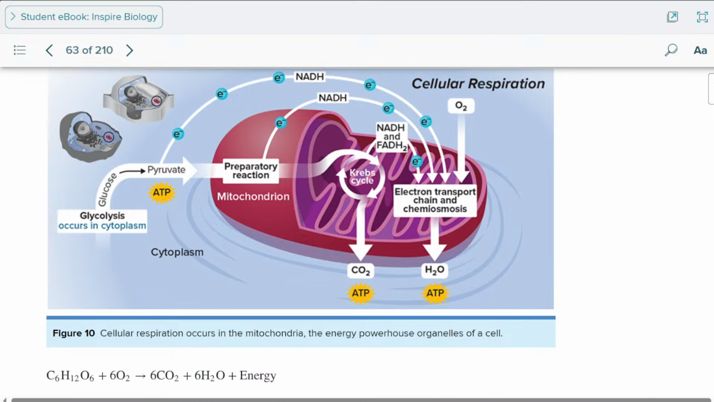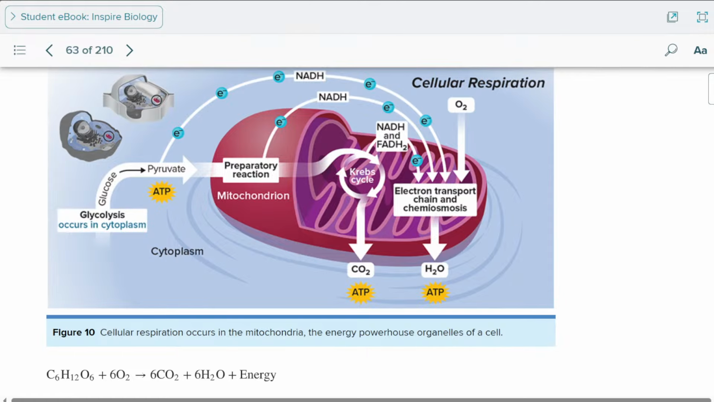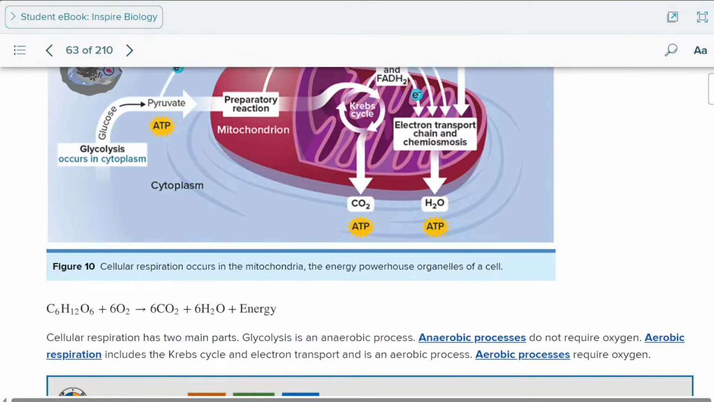Also, a quick note: there's the Krebs cycle, and as I remember, because we have two pyruvates, the Krebs cycle is going to turn 2 times, not simply once. Okay, let's keep going.